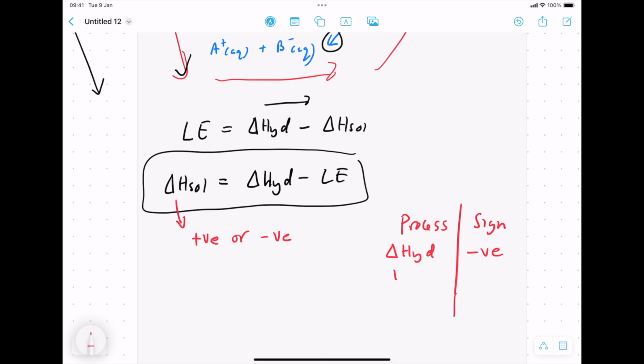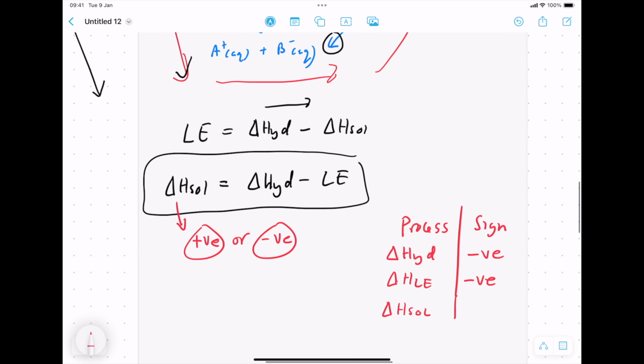The lattice enthalpy, delta H LE, that too is always negative, because when you form 1 mole of an ionic compound, energy is released when the ions attract each other. So that too is always going to be an exothermic process. Now the enthalpy of solution, which is the one we just derived the equation for, well, that depends. It can be positive or negative, depending on how the hydration enthalpy and lattice enthalpy play off of each other. And it really does vary from group 1 salts to group 2 salts to group 3. It is pretty much different every single time.